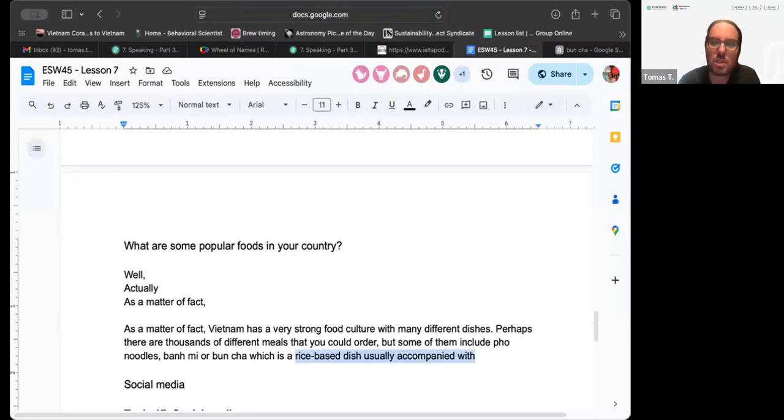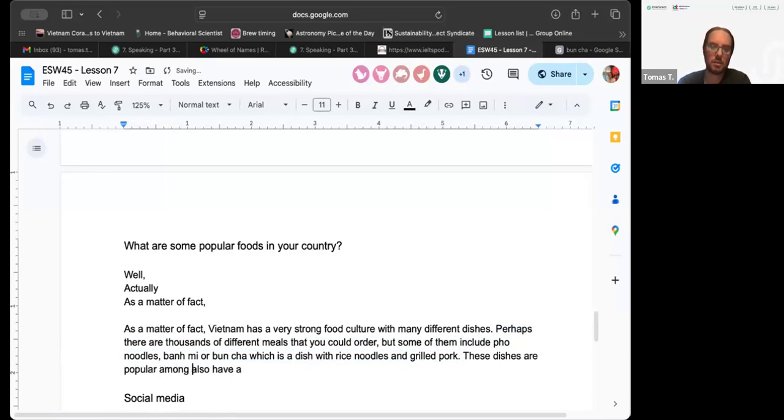So you just have to refer to it as a dish with rice noodles. Make it simple, yeah? That is describing different dishes. And you could add an extra detail if you have one. Maybe say something like, these dishes are popular among everybody in Vietnam, and they also have a strong reputation overseas.